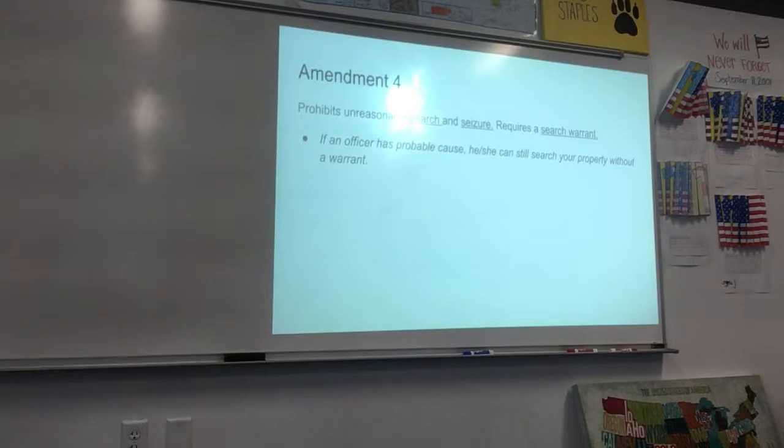Amendment 4 prohibits unreasonable search and seizure, requires a search warrant to search your home or your property. Now, this does not include probable cause. Okay, so let's say a police officer's walking past your home and they're hearing someone scream, "Help, help!" That's probable cause. They can go in your home without a search warrant.